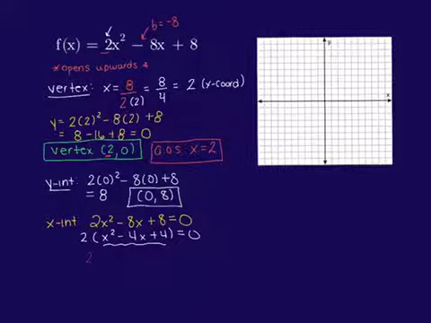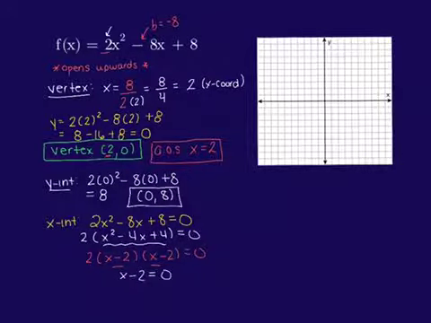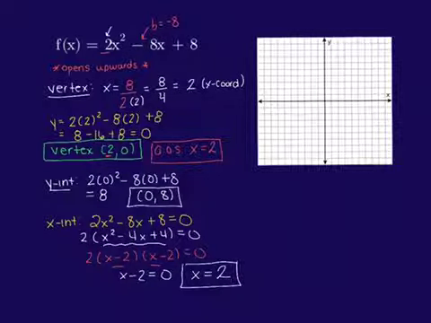This will factor into x minus 2 times x minus 2. So these are exactly the same here. So when we solve, x minus 2 is equal to 0, which means we just have one x-intercept at 2, and that is it. So now we can take all of this information and we can start plotting it.